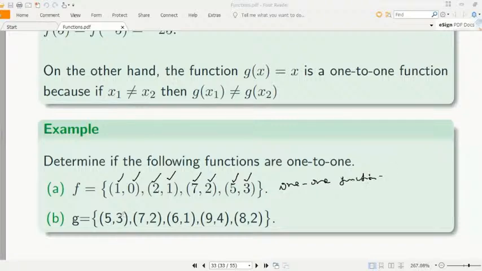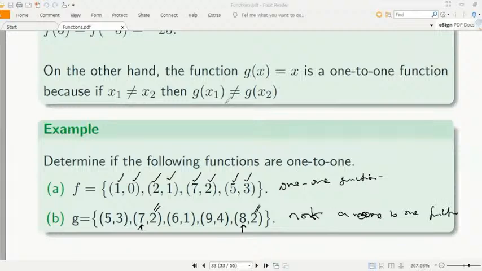What about this one? I can see this output here is the same as this output, and the inputs were different. This input was 8, and this one was 7. So two different inputs have given us the same output. This is not a one-to-one function.